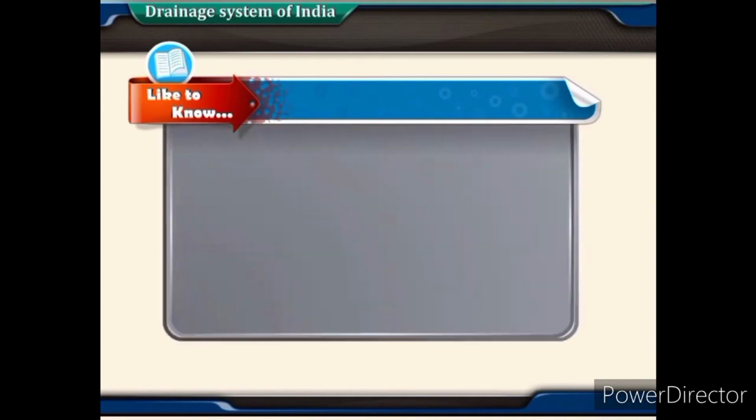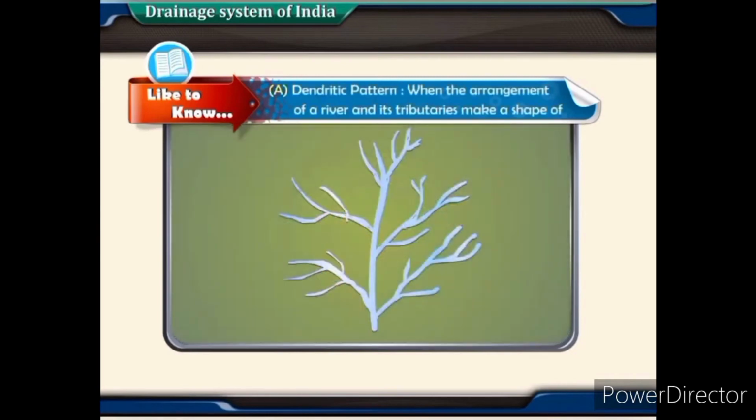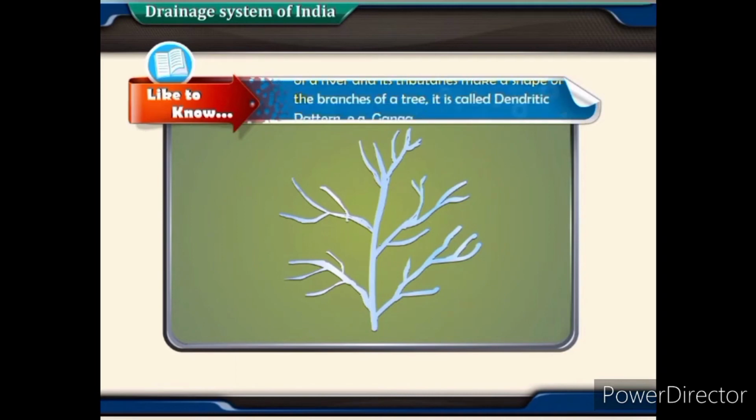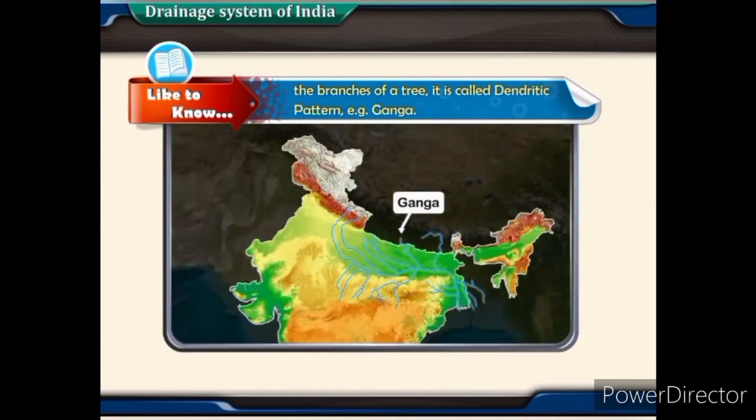Like to know. Arrangement of river pattern. The river system of main river and its tributaries is seen as follows. A. Dendritic pattern. When the arrangement of a river and its tributaries make a shape of the branches of a tree, it is called dendritic pattern. Example, Ganga.